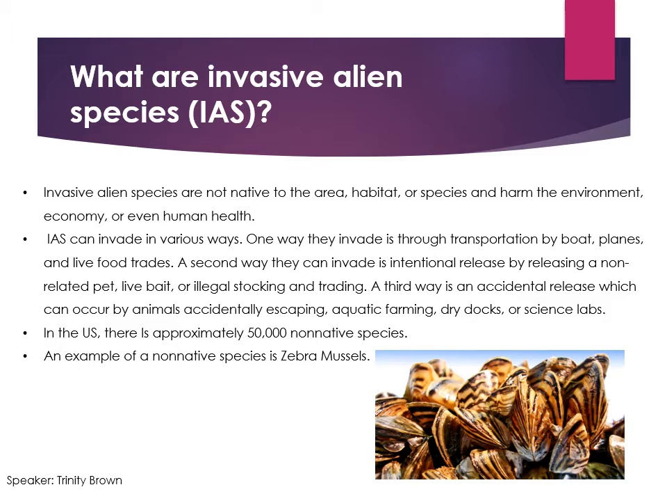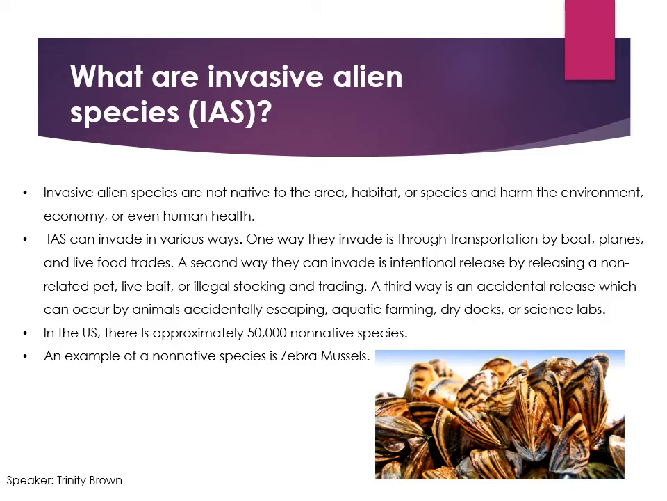Invasive alien species are not native to the area, habitat, or species and harm the environment, economy, or even human health. IAS can invade in various ways. One way they can invade is through transportation by boat, planes, and live food trades. A second way is intentional release, which is releasing a non-native pet or live bait, or illegal stocking and trading of animals into a new environment.